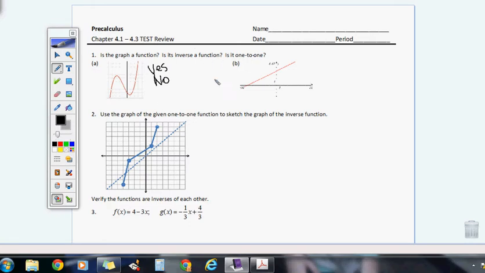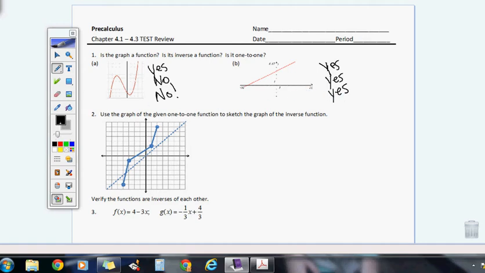And then, is it 1 to 1? Well, 1 to 1 means you said yes twice, so since we did not, this is not a 1 to 1 function. Whereas if you look at B, is the graph a function? Yes. Does it pass the horizontal line test? Yes. So is that 1 to 1? Yes. It is a 1 to 1 function there.